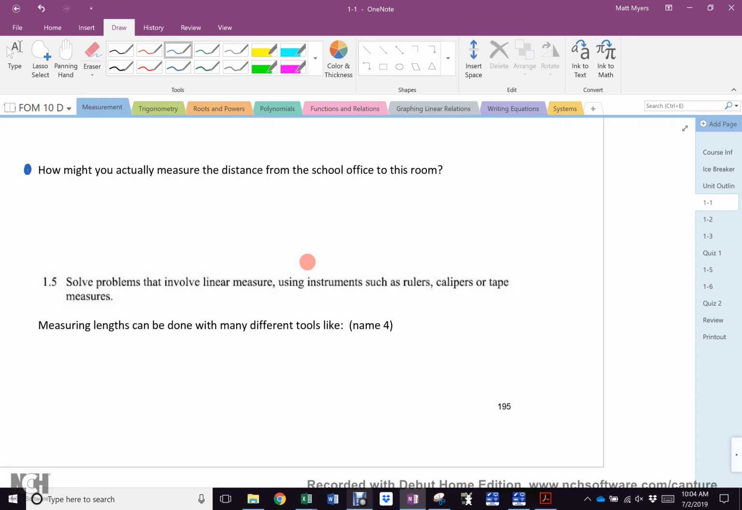Can anybody think of a way you could measure it without ever leaving your desk? Can any of you think of a way right now, using technology, to tell me how far it is from my desk, where I am right now, to the office? I don't get up ever. Can anybody think of a way to do it?